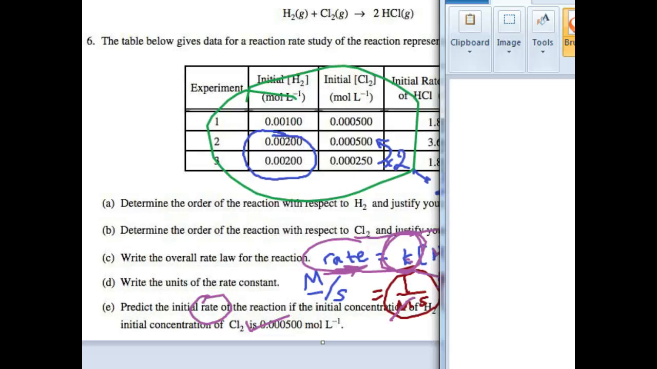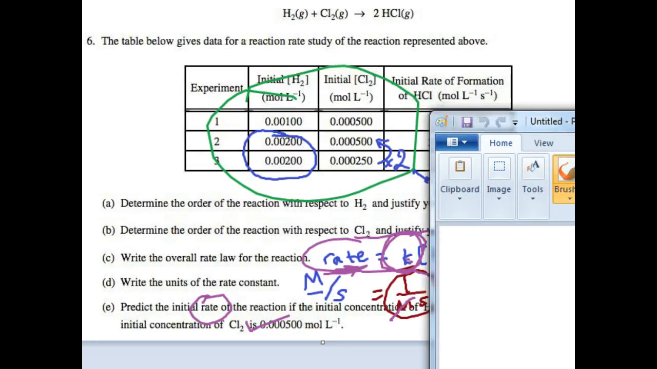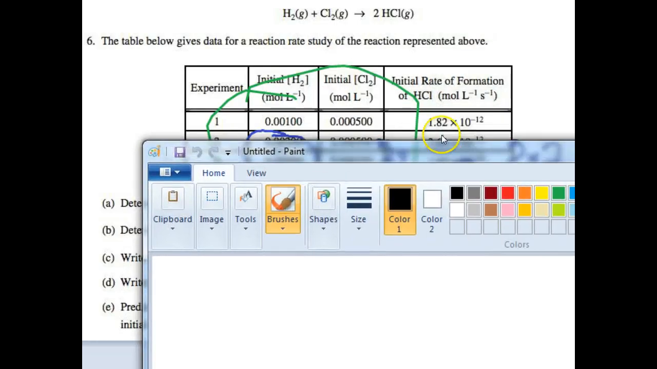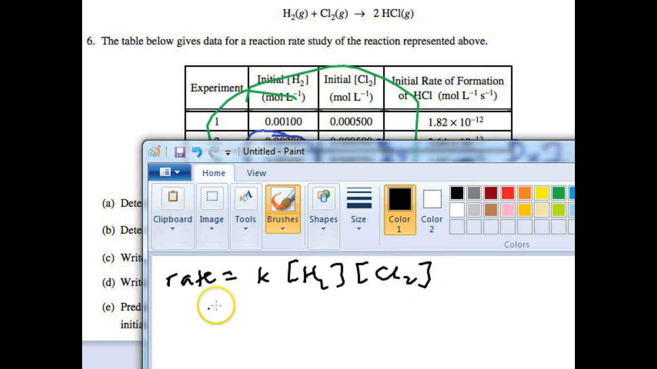Okay, so here, I'll show you how to do this. I'm going to pick reaction number 1. All right, so you know that rate equals K times H2 times Cl2, right? This is what we just found. So that means the rate is 1.82 times 10 to the minus 12 molar per second.